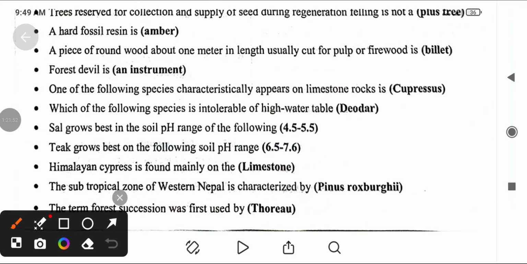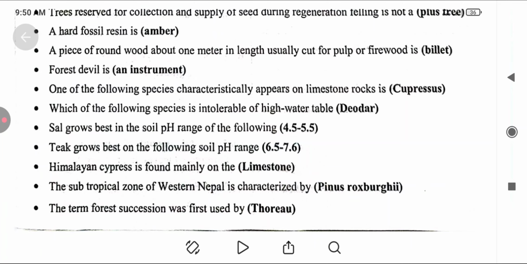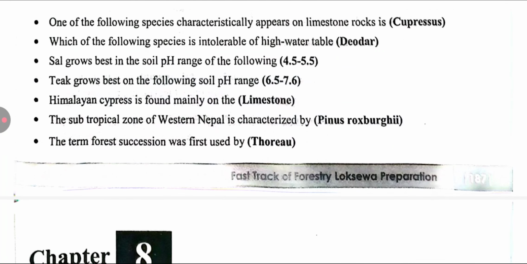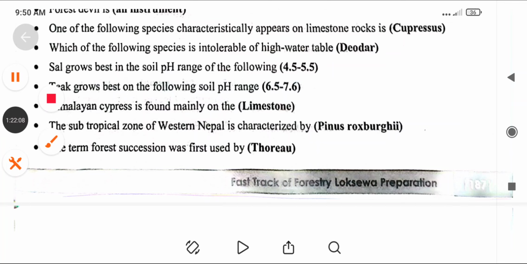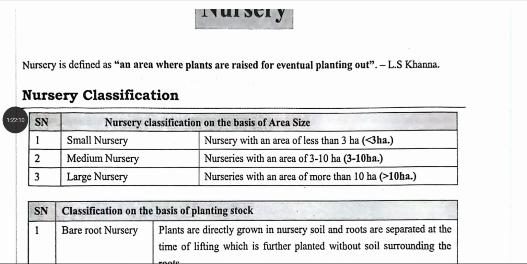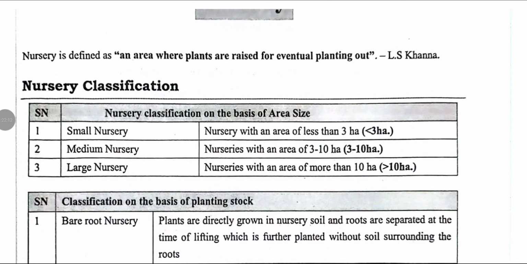And the subtropical zone of western Nepal is characterized by Pinus roxburghii, and the term forest succession was first used by Thoreau कोबाट थोरियोबाट है त. And nursery is an area where plants are raised for eventual planting out.